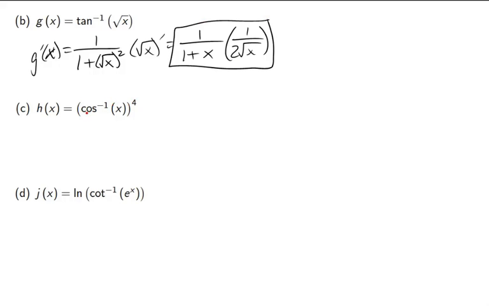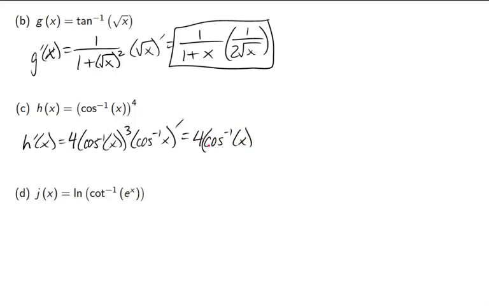Next one. We've got the inverse cosine of x raised to the 4th power. This time we're still using the chain rule, but the 4th power is the outside function. So I'm going to start with u to the 4th and get 4u cubed times the derivative of the inside. So I get 4 inverse cosine of x cubed times the derivative of inverse cosine of x, which is negative 1 over the square root of 1 minus x squared.